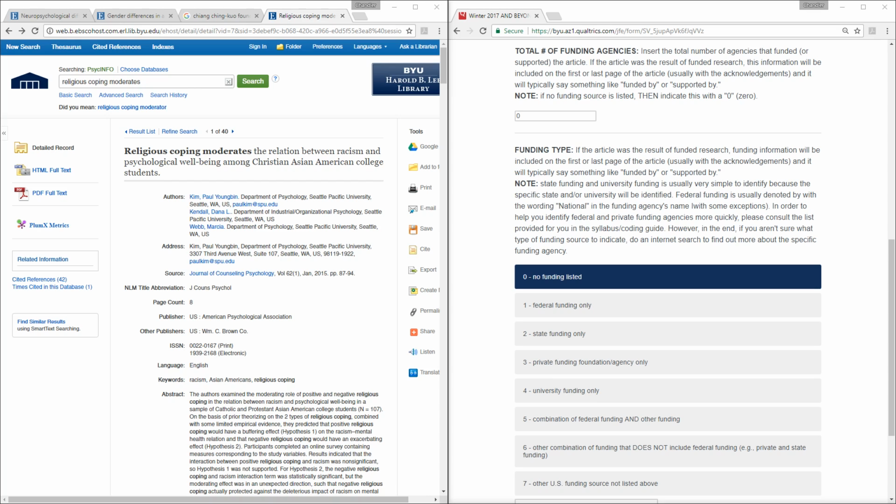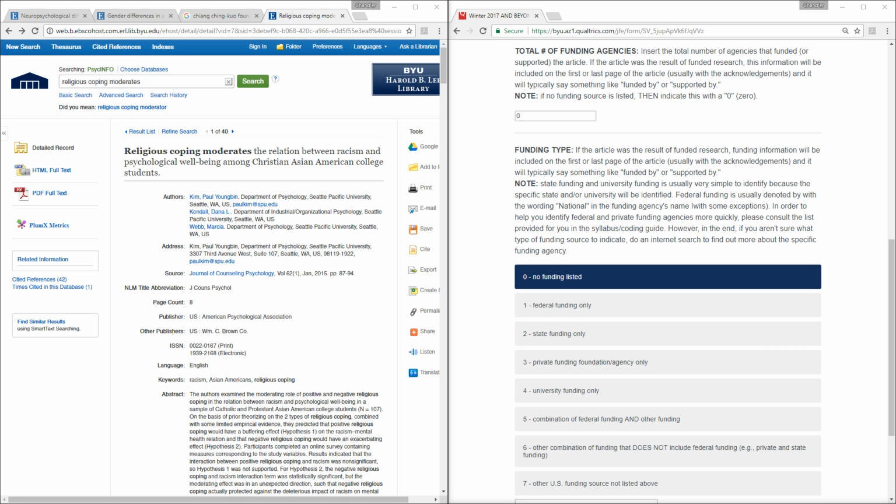Now on to funding sources. We're looking for two things: the total number of funding agencies and the different types of funding within those agencies. First of all, the listed location for funding sources is going to vary by stylistic publishing choices.